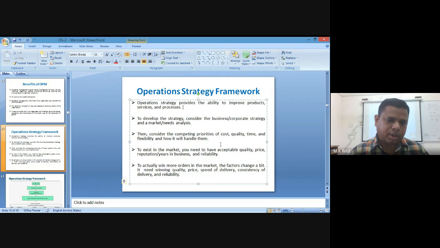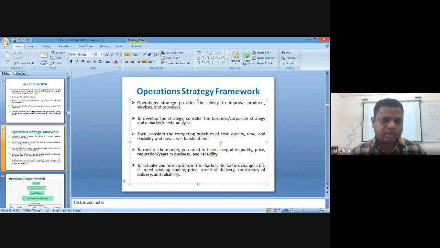Point number 4 is that to exist in the market or to survive in the market, you need acceptable quality, price, reputation or years in business, and reliability is the most important thing. And after that, if you go to point number 5, to actually win more orders in the market, the factors change a bit. It needs winning quality or price or speed of delivery, and consistency of delivery and reliability should be considered.